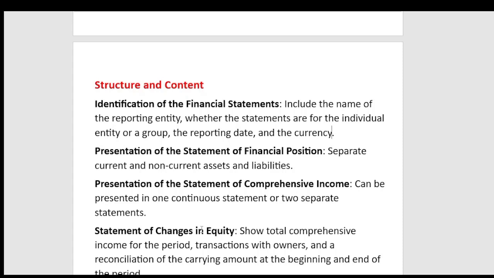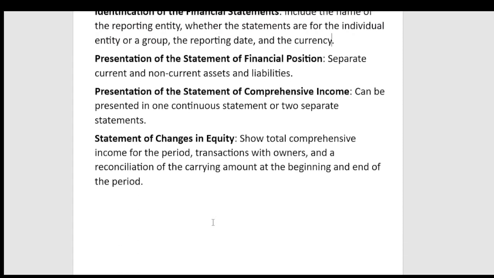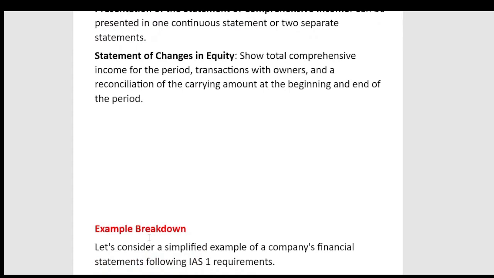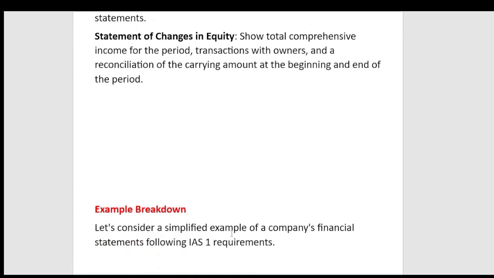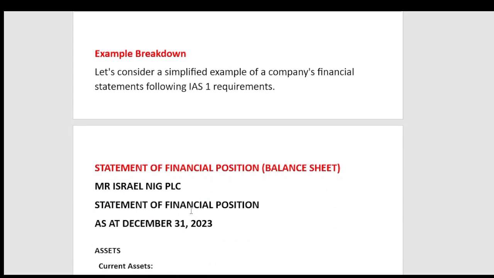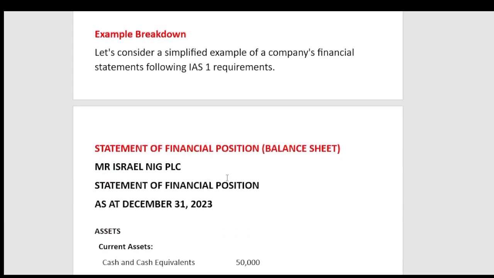Show total comprehensive income for the period. At the end of the year, you check if the equity of the company is increasing or reducing so that investors can know what to do. Now, let's do an example breakdown. Let's consider a simple example of a company financial statement following IAS 1 requirements. Let's go. Good. Fine. Statement of financial position, which is formerly your balance sheet.